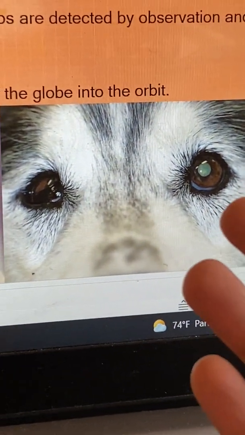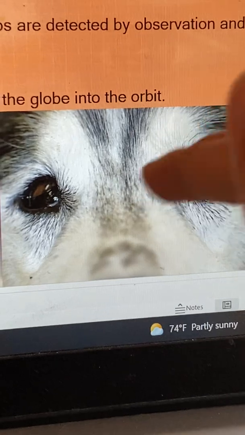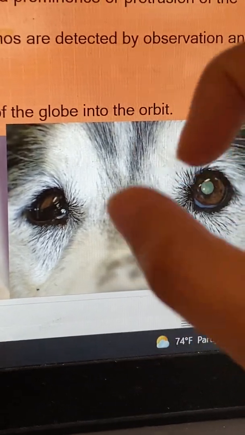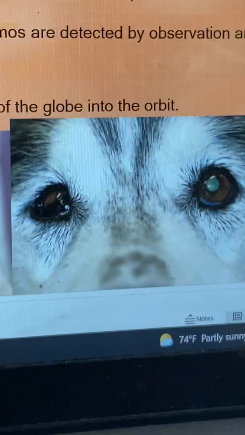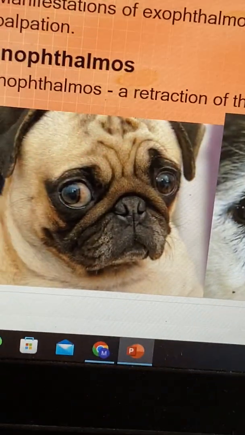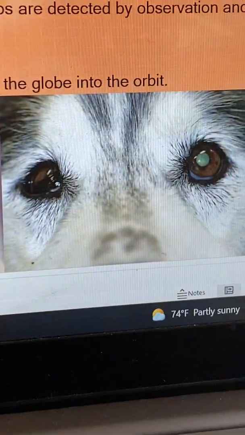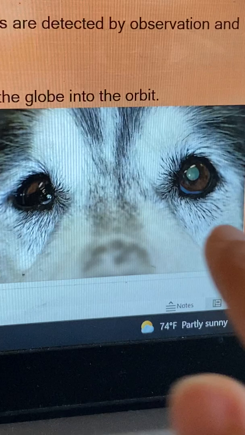Sorry, I was wrong about the orbit. So it's not the eyeball, sorry, it's where the eyeball sits. So it's basically the bone part around the eye. So yeah, exophthalmos protrudes out of the orbit, enophthalmos protrudes in.